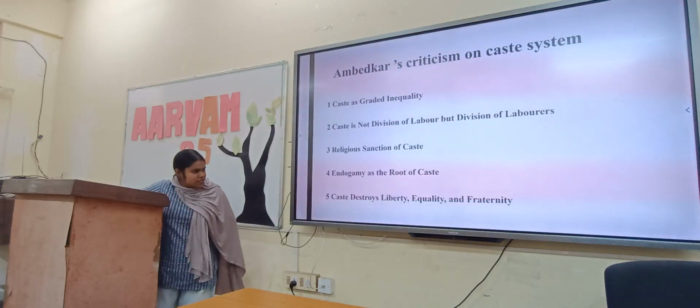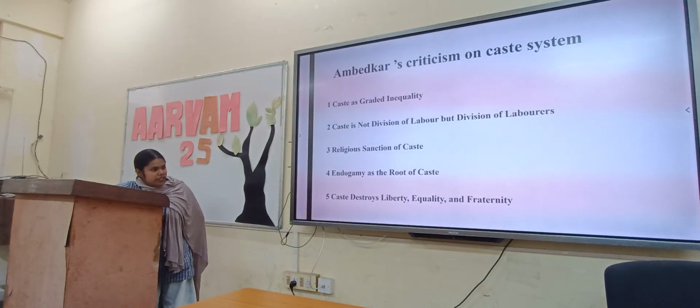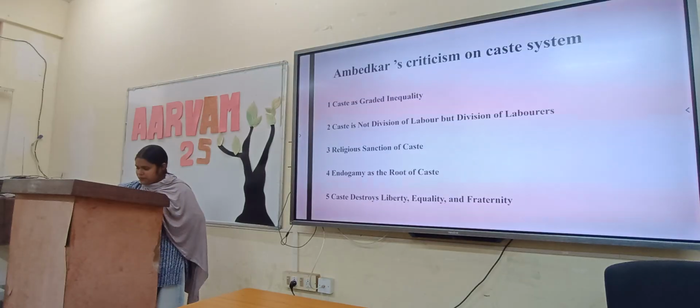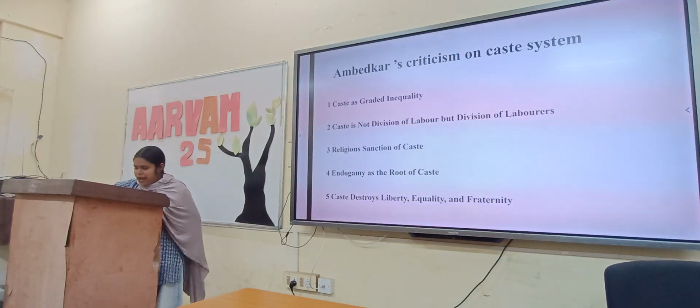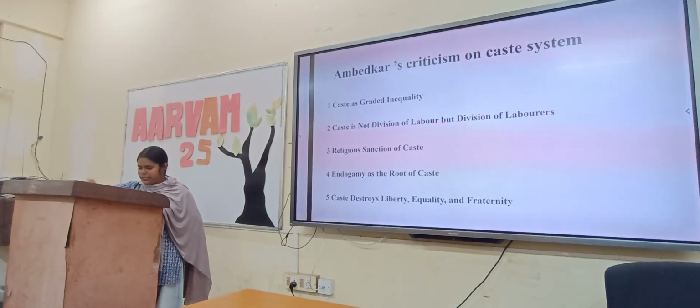Then, caste restricts liberty, equality, and fraternity. Ambedkar argued that caste is fundamentally opposed to democracy. Democracy requires liberty, equality, and fraternity, but caste denies all three. It denies liberty by fixing occupation and status by birth.